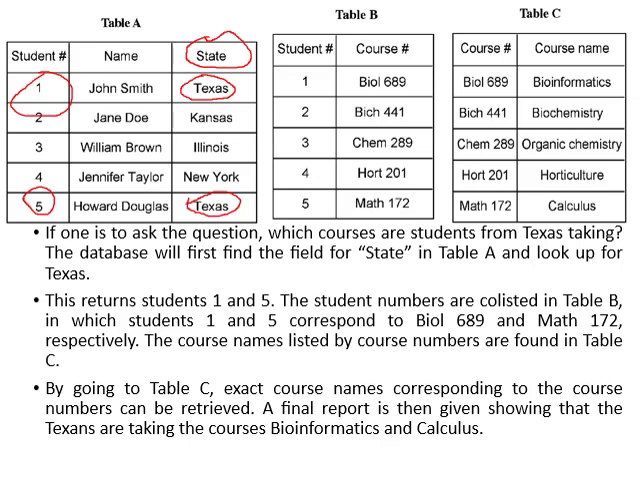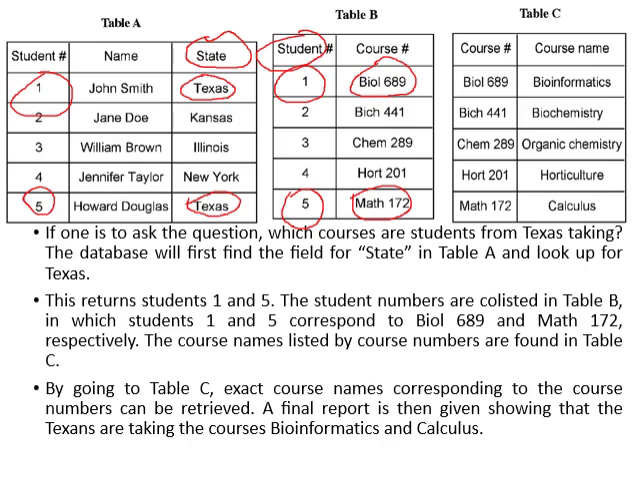Now the student numbers are co-listed in table B. You can see here that the student number column is present in table A as well as in table B. Now in table B, you come to know that students 1 and 5 opt for Biol 689 and Math 172, right?